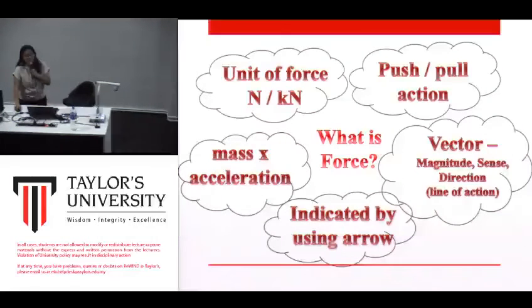So force, these are just very basic introduction. It's a push and pull action. So it's a vector, so the magnitude and the direction matter, and indicated by using arrow. Force is also equivalent to mass times acceleration. This one is based on Newton's second law. And then we have unit of force, which is Newton or kilonewton. In building, in structural analysis, we do not use Newton. Newton is way too small. Alright? We use kilonewton.